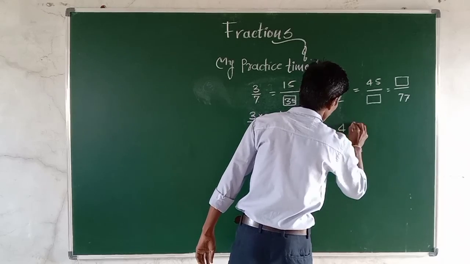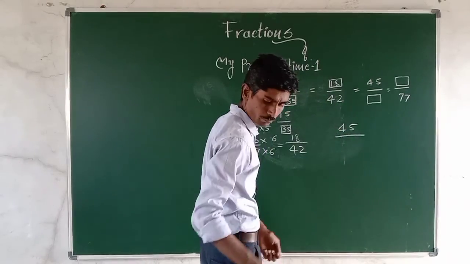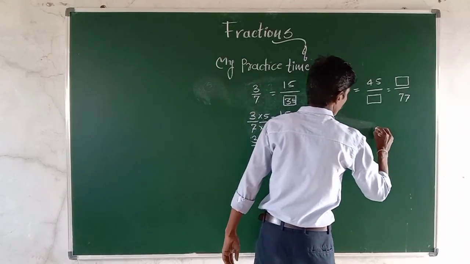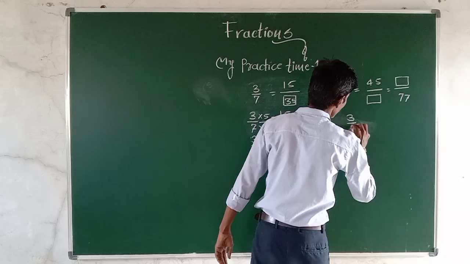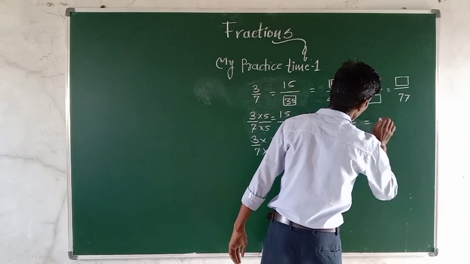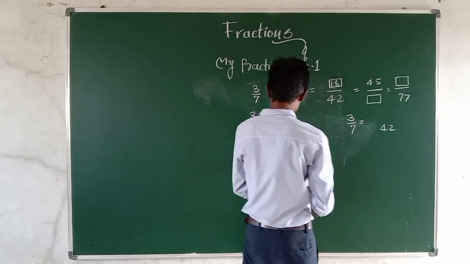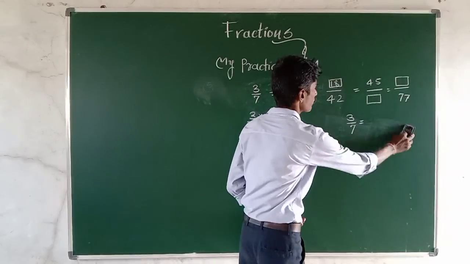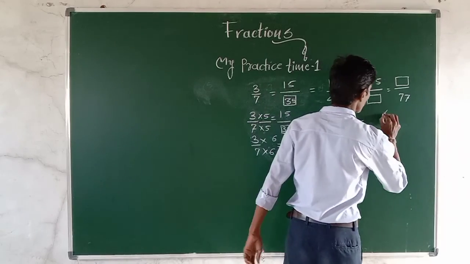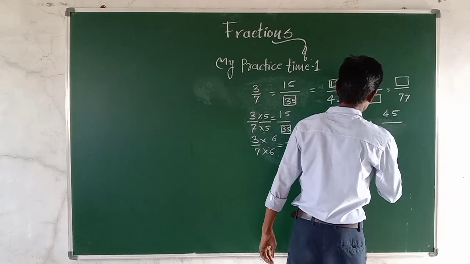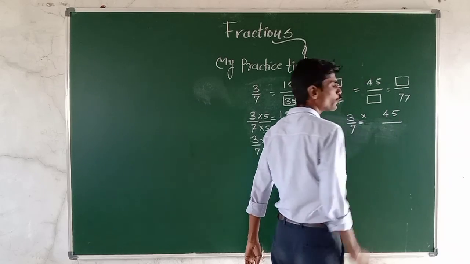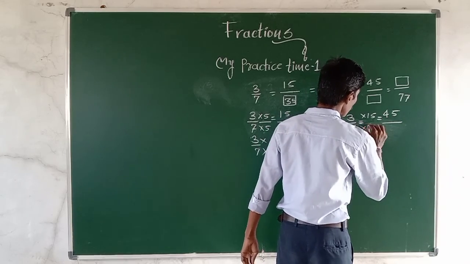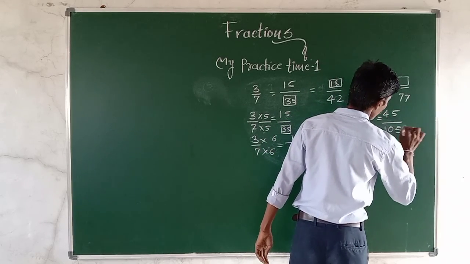Then 45. How does 45 come? 3 into 15 is 45, and also 7 into 15 is 105. So 105 goes in the box.